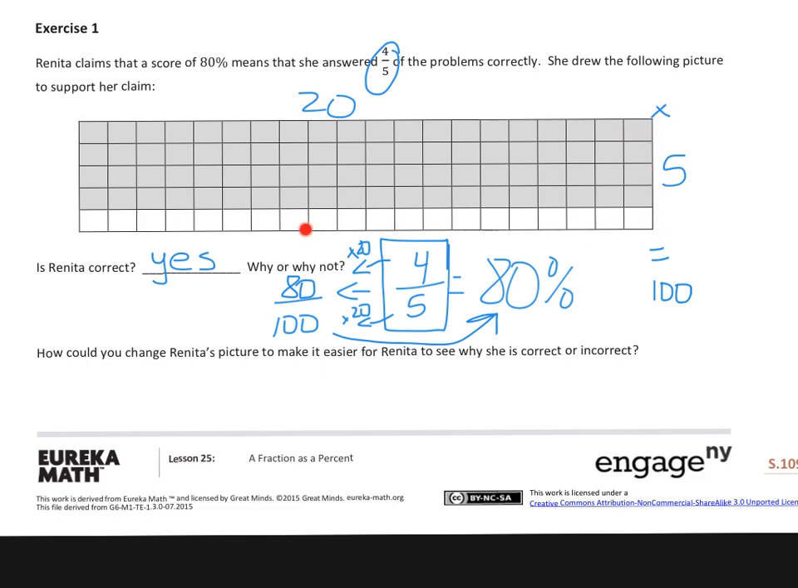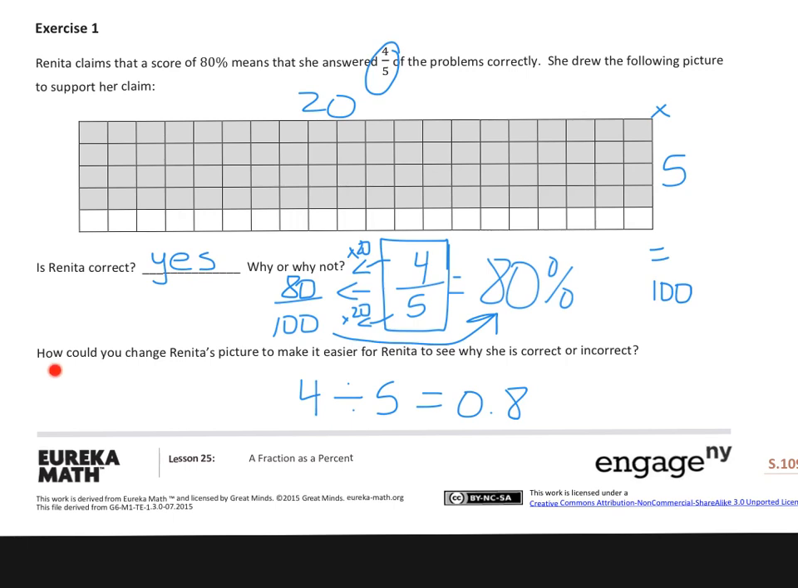So if you just were to erase all of these lines in your head, and this was just 1, 2, 3, 4, and made that 5 pieces, 5 rows, and you filled in 4 of them, like so, that is 4/5 of the total. So her picture's correct, her numbers are correct, she's absolutely correct. And I bet if you stuck 4 divided by 5 into a calculator, I bet you're going to get 80%, or 0.8, 8/10, 80/100. Go for it, see what happens.